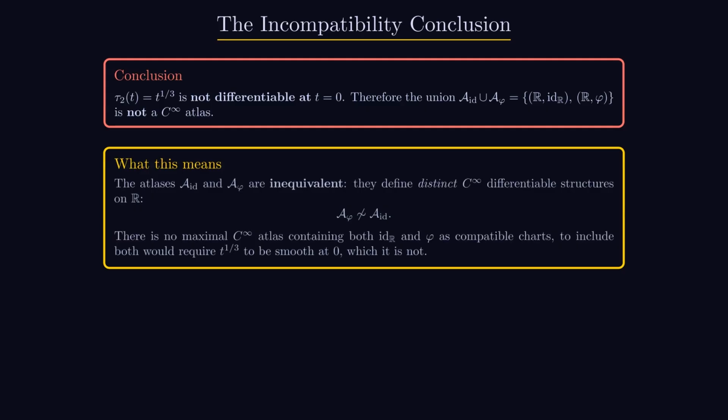The formal consequence is as follows. Since the union of the two atlases is not C-infinity, the two atlases are inequivalent. They define distinct C-infinity differentiable structures on R. In terms of maximal atlases, there is no single maximal C-infinity atlas that contains both the identity chart and the phi chart as compatible members. Any atlas containing both would include the transition map t to the 1/3, which is not C-infinity at 0, a contradiction. The problem asked to prove that phi of s equals s cubed defines a structure different from the standard one. This is now established.